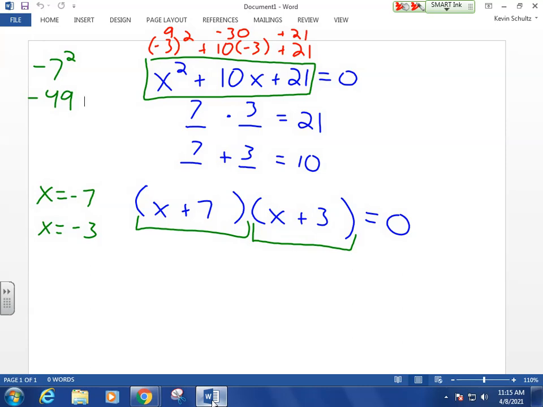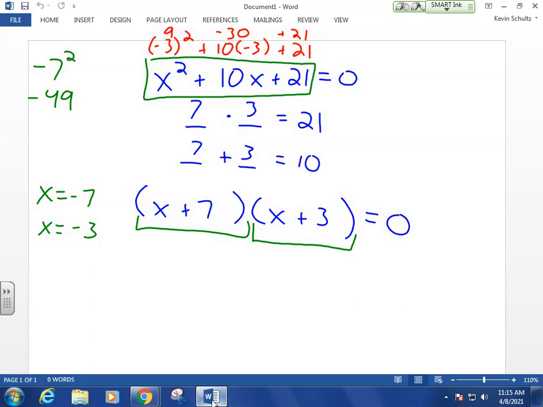Yes? When you factored it to get 7 and 3 and put it in parentheses, is it always just going to be the opposite? So Brent's noticing here that we have x plus 7, negative 7, x plus 3, negative 3. Yeah, pretty much, right? Because if we're looking to get 0, we want the opposite of positive 7. We want the opposite of a positive 3. Okay? Bridget.